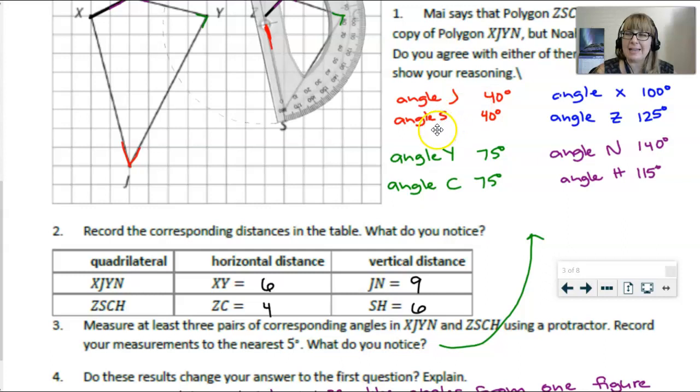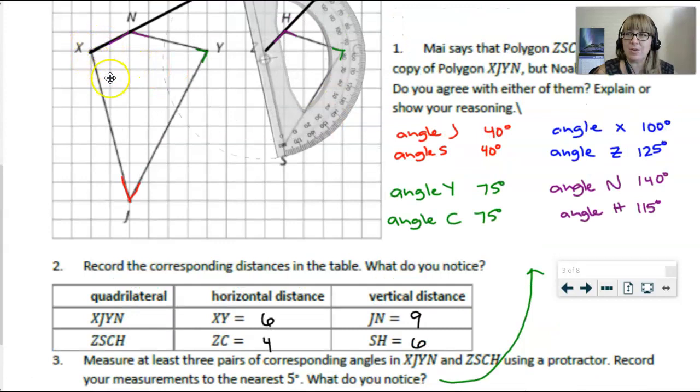Angle J and angle S, 40 degrees, so that same angle in each one of those figures has the same measure. And then angle Y and angle Z, when I compared those corresponding angles, they had measures of about 75 degrees. And again, it's okay if your measurements were a little bit off from mine, but the key thing is I want you to come to the same conclusion. Angle X and angle Z, that would be this angle here and this angle here, I did come up with different measurements. So again, your specific measurements might be a little bit different from mine, but I hope that you still agreed that X is different than Z.